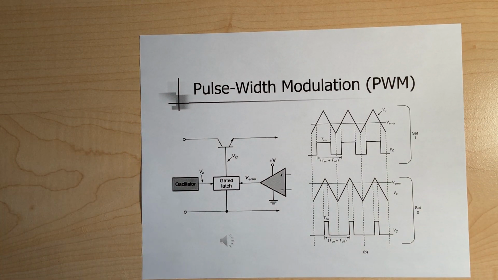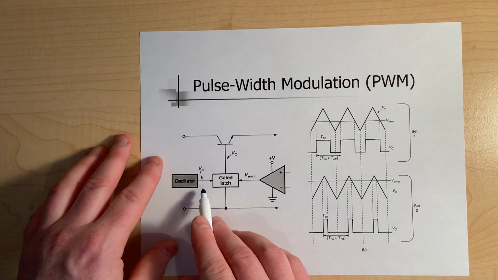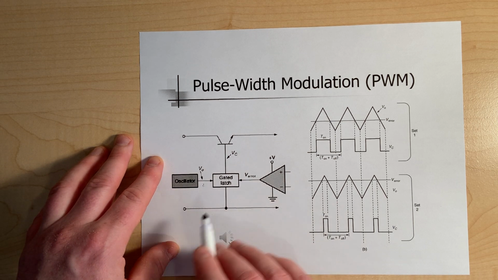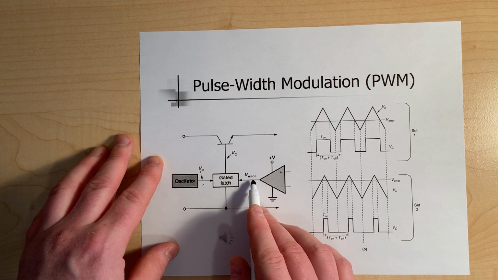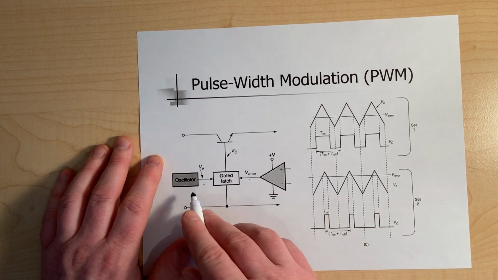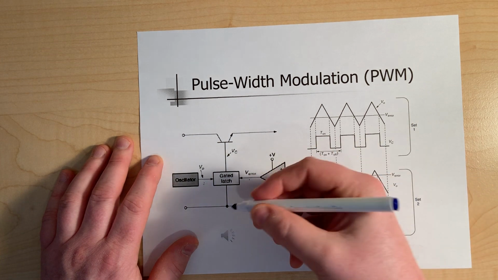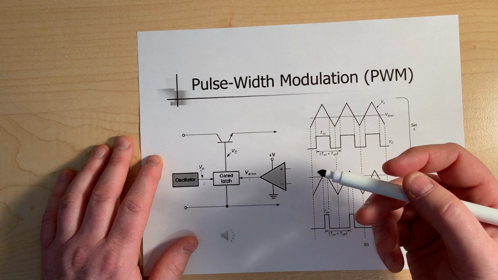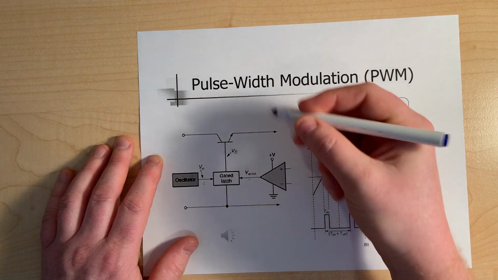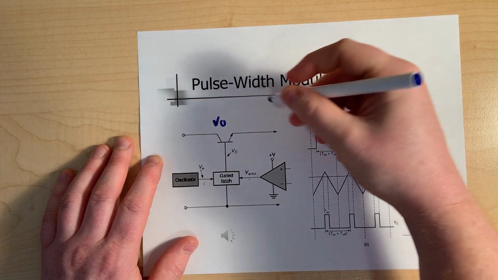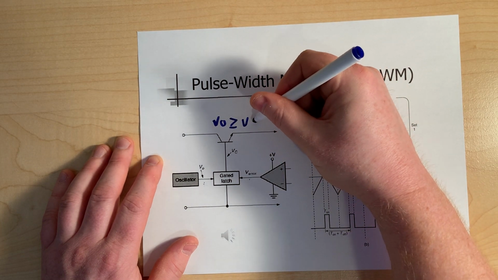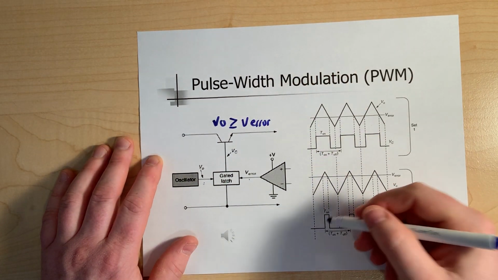It's basically a circuit. So the gated latch is comparing, like I said before, the error potential or the error voltage with the oscillator. So what you need to know is that it will produce a high whenever the voltage on the oscillator, VO, is greater than or equal to V error, the error voltage.